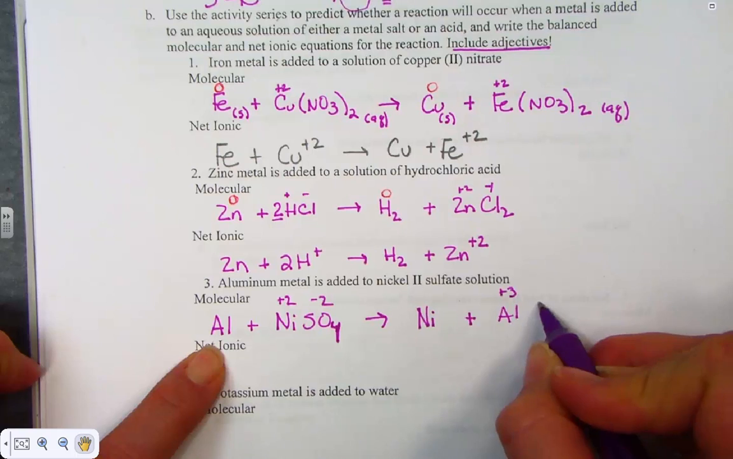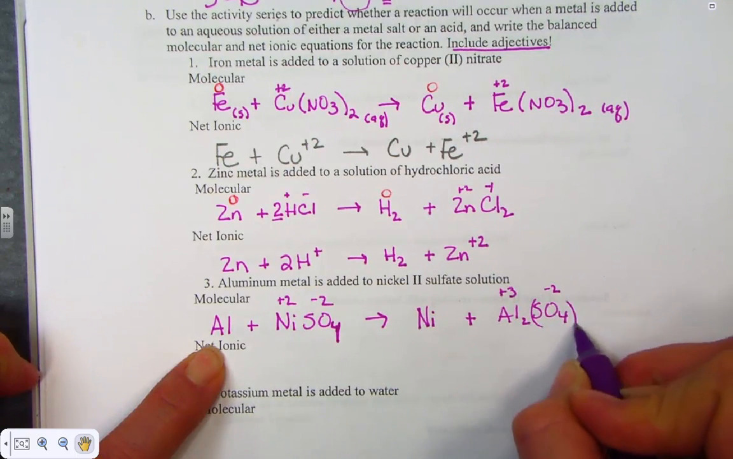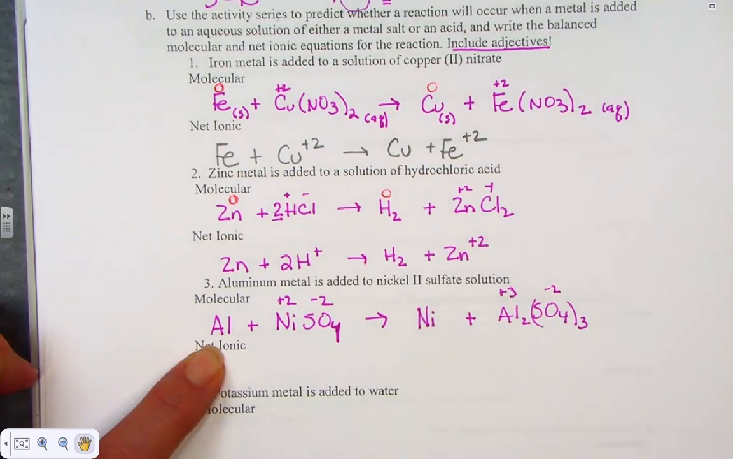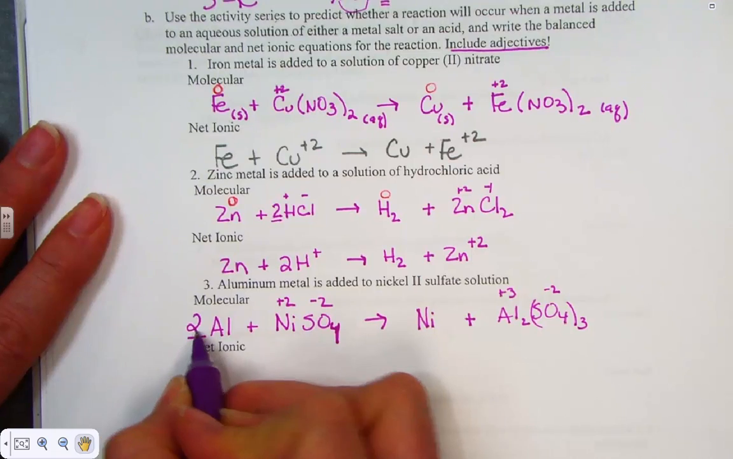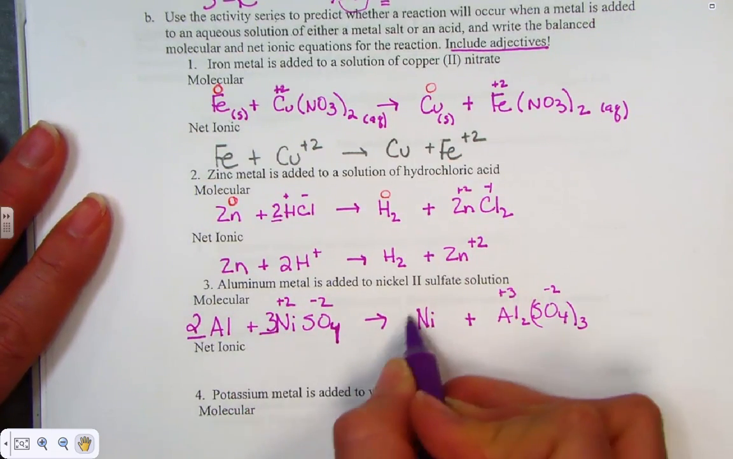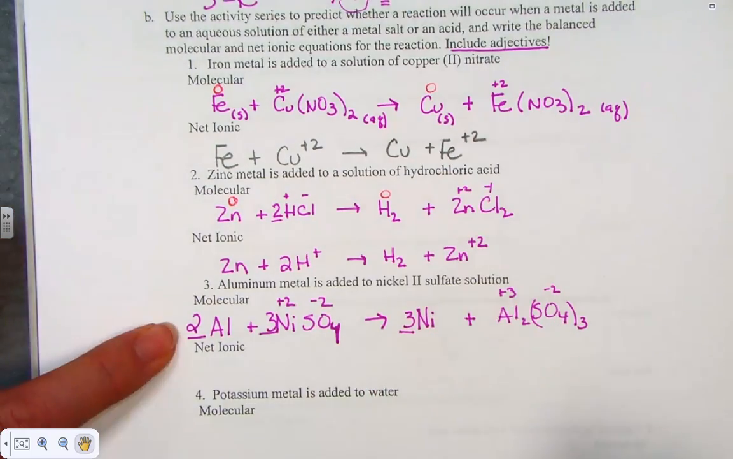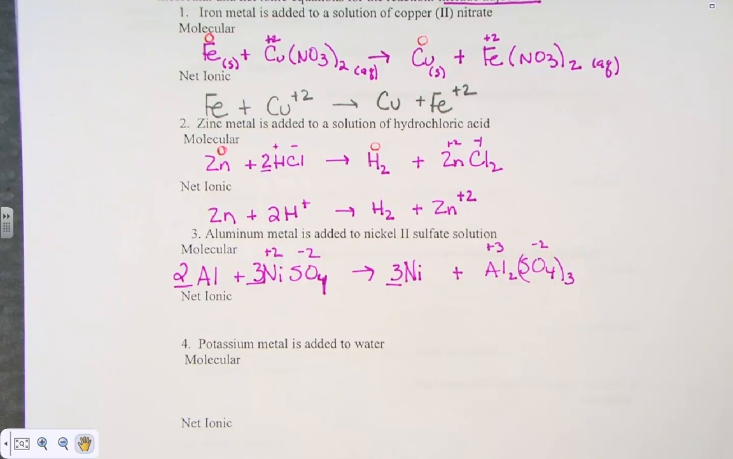Aluminum displaces nickel. Nickel now is the solid metal. Aluminum hooks to the sulfate, Al2(SO4)3, sulfate taken 3 times. Let's balance. 2 aluminum, so I'll double here. 3 sulfates, 3 nickels. A 2-3-3-1 balances that molecular equation.